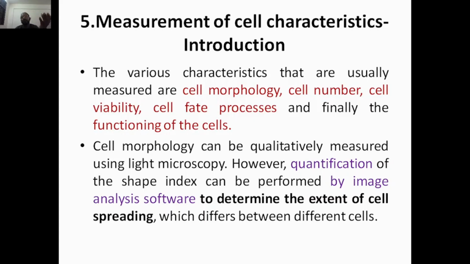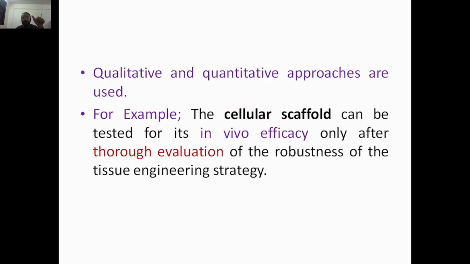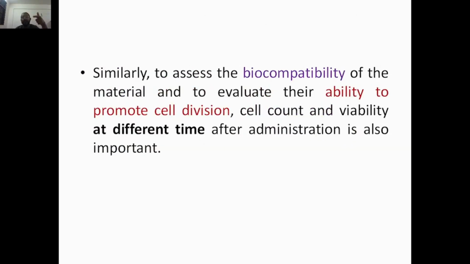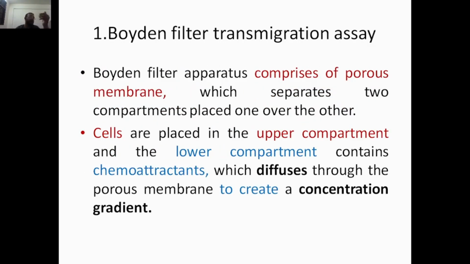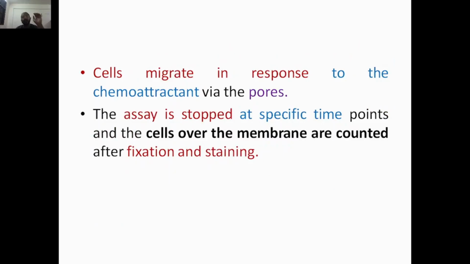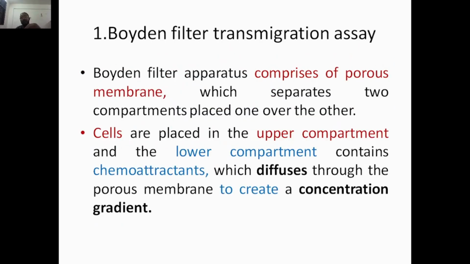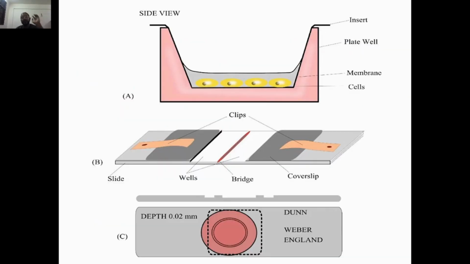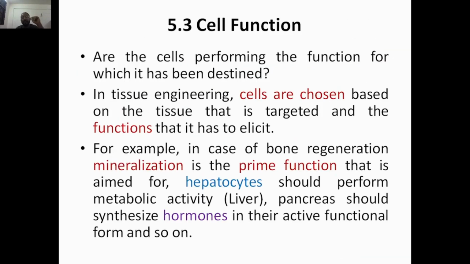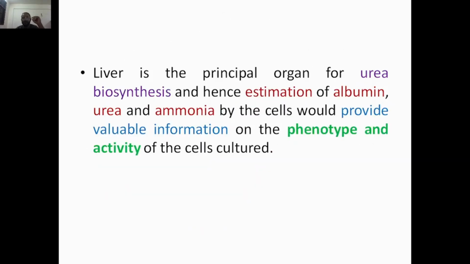So what was the topic? Fifth topic, measurement of cell characteristics. In that, 4 subtopics we discussed: introduction, cell number and viability. We also discussed cell motility and migration, and under this we discussed 4 different assays like Boyden filter, transmigration assay, Zigmond chamber, Dunn chamber, and agarose assay. And finally we discussed cell function.